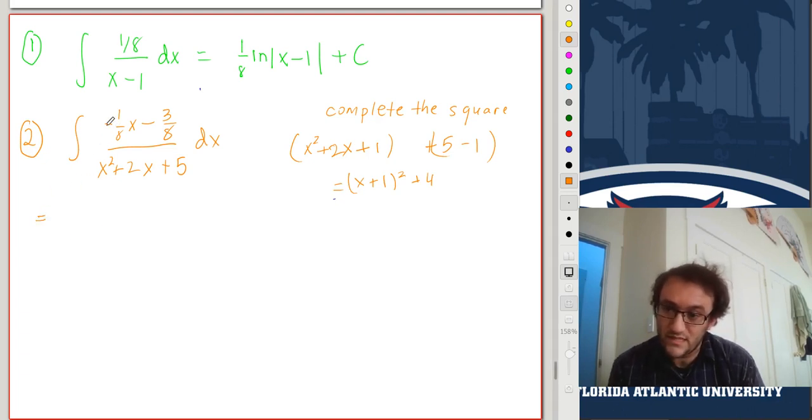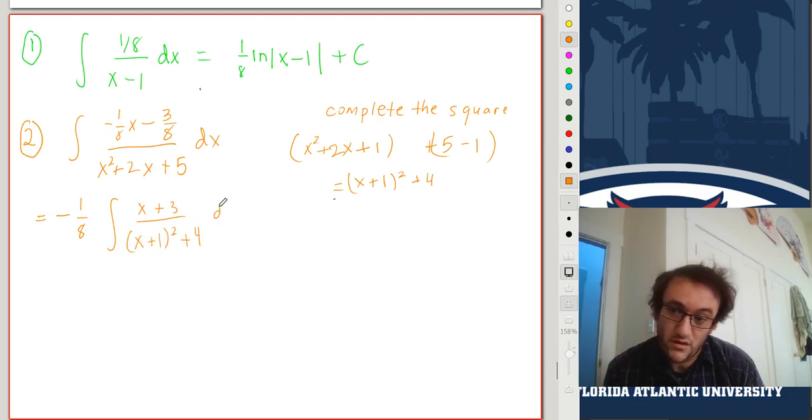So this expression, let's factor out the minus 1/8 so it's a little less crazy looking. So this is x plus 3 divided by x plus 1 squared plus 4 dx.